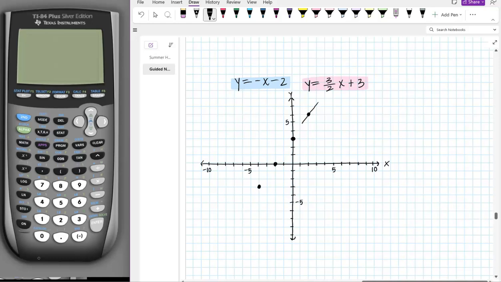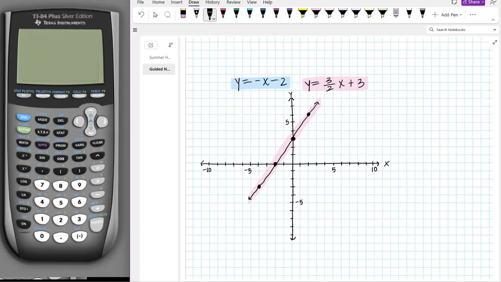And we'll say that's enough for now. We can always come back and add extra points if we need to after we figure out where the other line lands. I'll highlight that to show that's our pink line. Next, move on to the blue line.